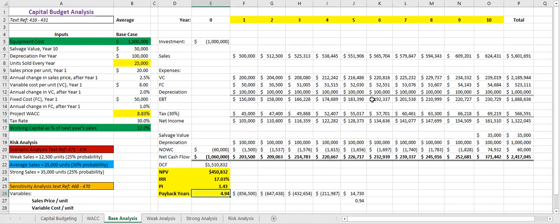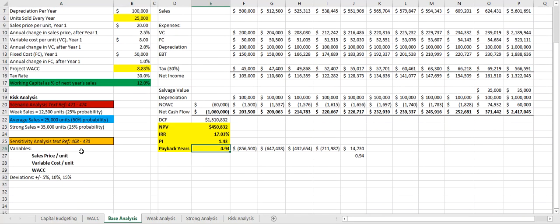This is what's different in our class. It's right here. Risk analysis, pages 471 to 474, pages 460 to 470 in your textbook, scenario and sensitivity analysis. What these analyses are is to take the base case and determine what if our sales change. Our base case is 25,000. What if our sales go down to 12,005? What if our sales increase to 35,000 and everything remaining the same?